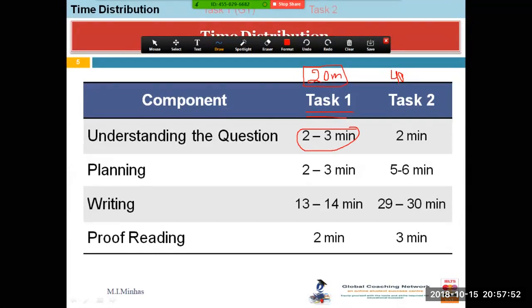This is very important because today I'll show you how easily we can miss out a very important piece of information if we don't understand the question properly. Then you need to plan, spending some 2 to 3 minutes on planning. Unlike task two, here we spend less time on planning, and then we spend about 13 to 14 minutes on writing. And I have already described the importance of proofreading at the end.